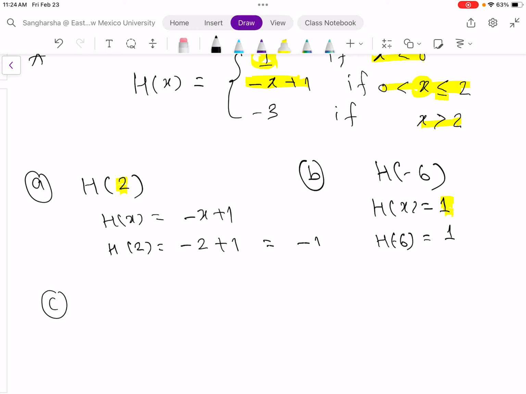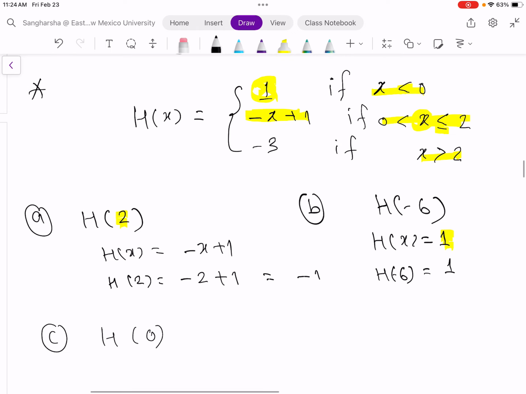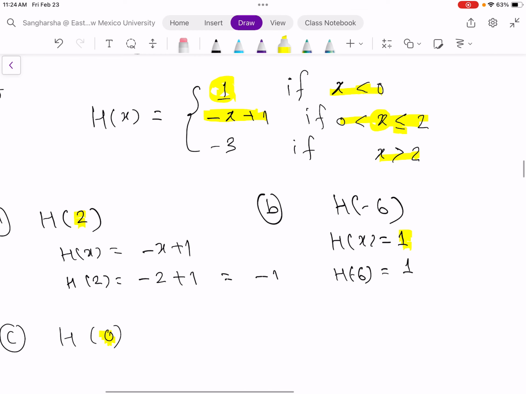Okay, for the next one, part C, what would be h of 0? So where do we find x? Our input is 0. Where do we find input 0? In the first, second or third interval? So where do we find 0?